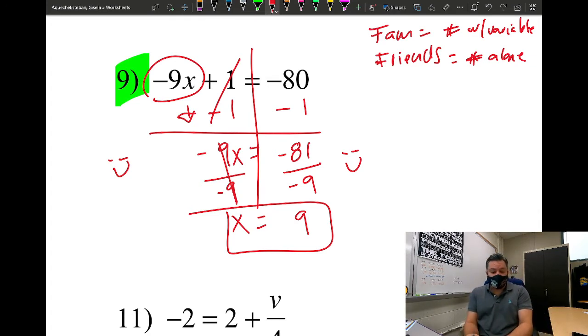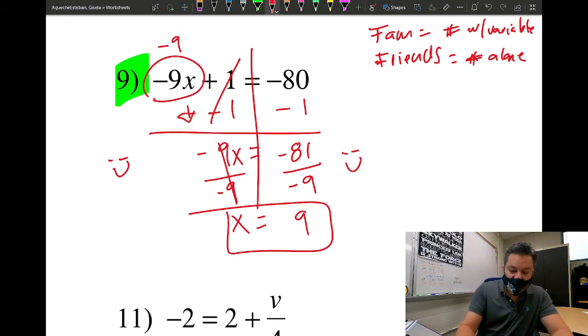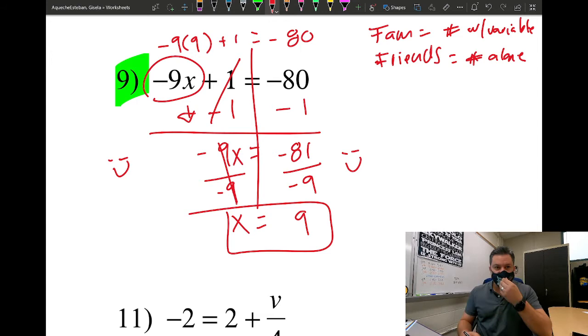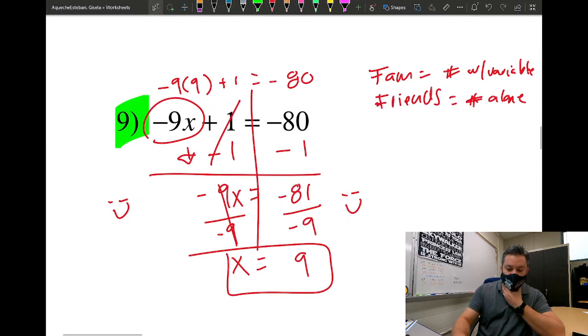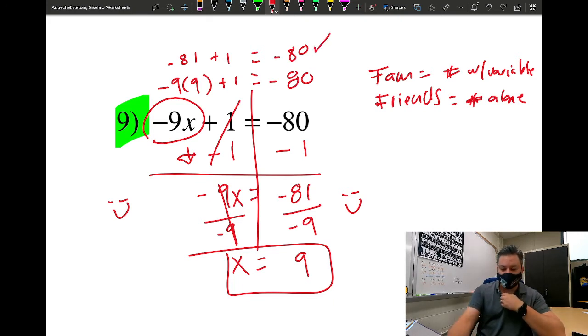Now, can I check this back into the equation to make sure it's true? Yes. So basically, you're going to have negative 9 times, we're going to plug this value in here, plus 1 equals negative 80. And let's see. What's 9 times 9? 81, right? Positive and negative? Negative, right? So this is negative 81 plus 1. How much is that? 80. Negative. So my answer checks? Yes, my answer is correct.